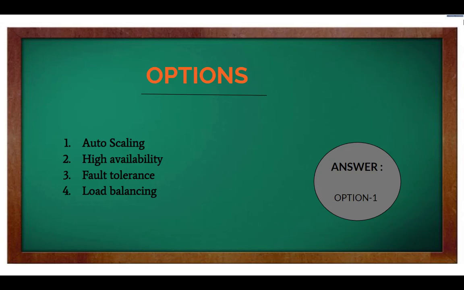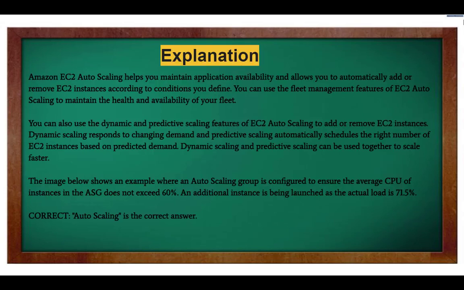Explanation. Amazon EC2 auto-scaling helps you maintain application availability and allows you to automatically add or remove EC2 instances according to conditions you define. You can use the fleet management features of EC2 auto-scaling to maintain the health and availability of your fleet.